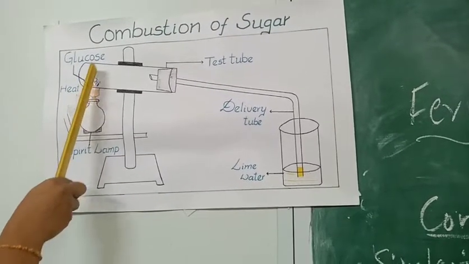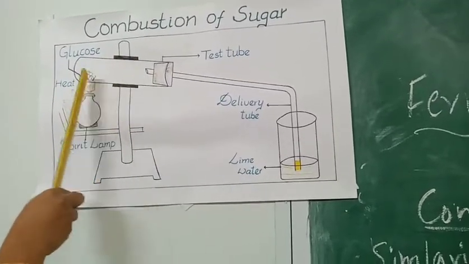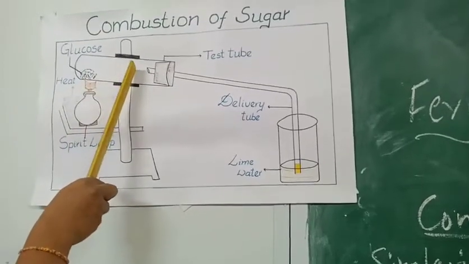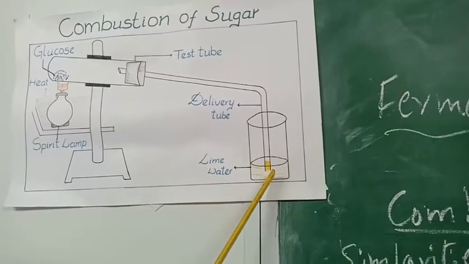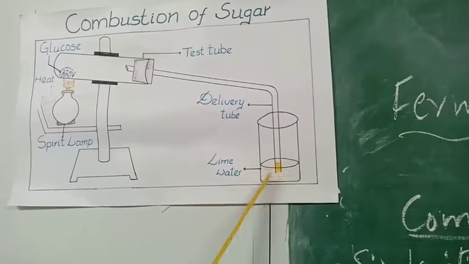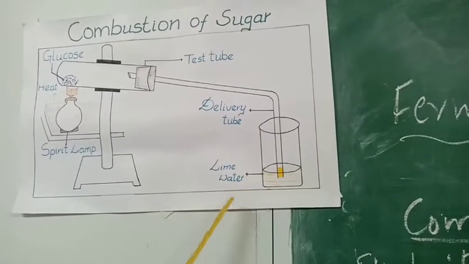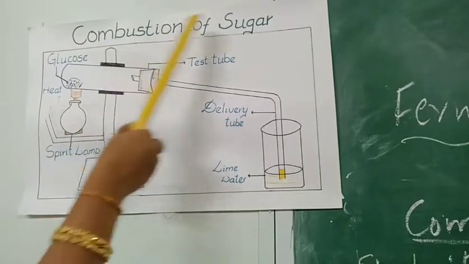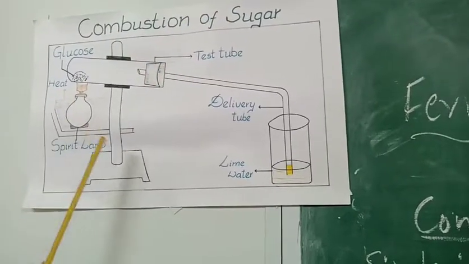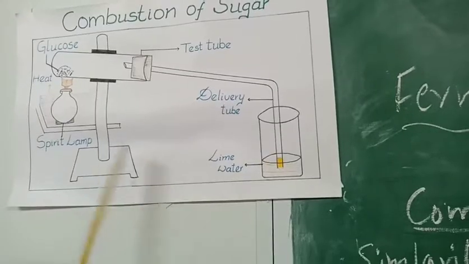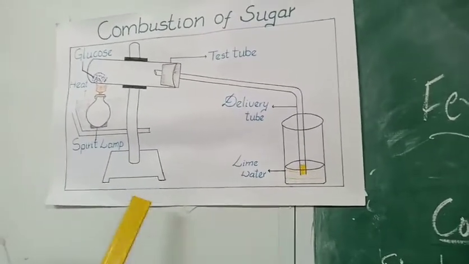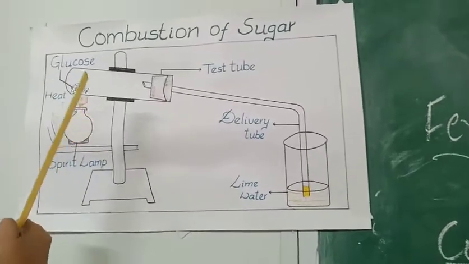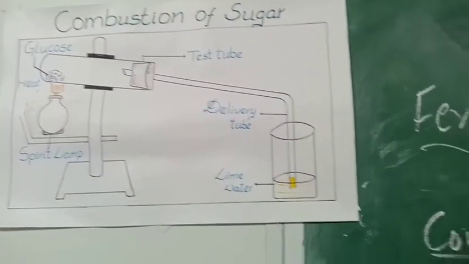Along with that, it also produces black vapors, that is, this black gas enters into the delivery tube. Then it comes to the lime water, and within seconds the lime water changes into milky. So from this it is clear that by the combustion of sugar, carbon dioxide is released. When the lime water changes into milky, carbon dioxide is evolved during glucose combustion.